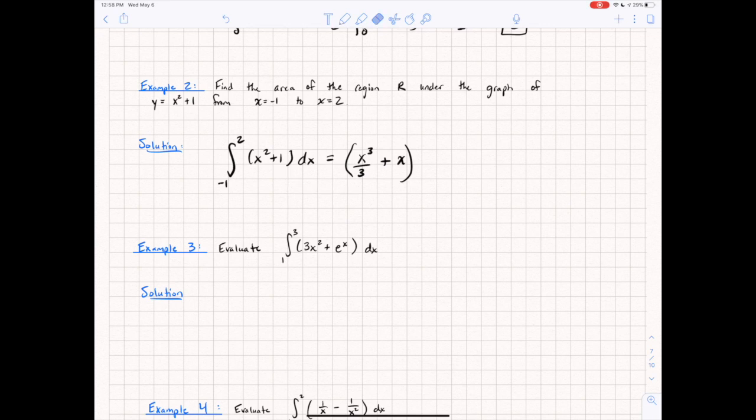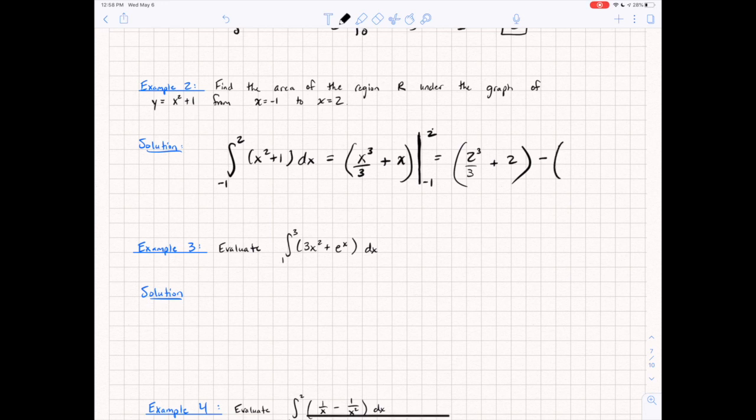All right, now I'm just going to continue to finish this problem out. So I'm going to draw my bar. This is essentially reminding myself what I need to evaluate. So I'm going to plug in the upper bound. So this is 2 to the third over 3 plus 2. I'm going to draw parentheses to represent that. Minus parentheses. I'm going to plug in negative 1.